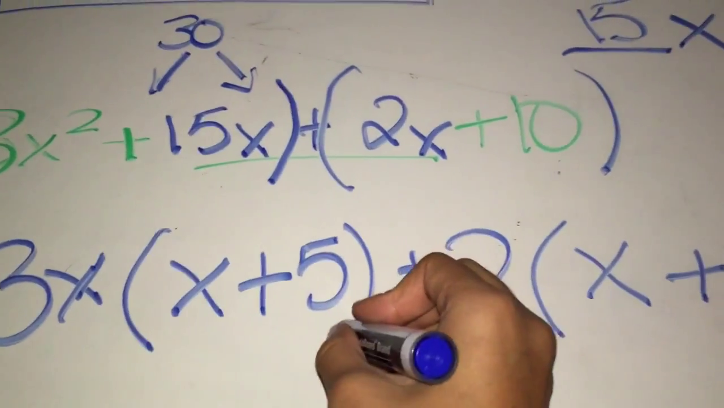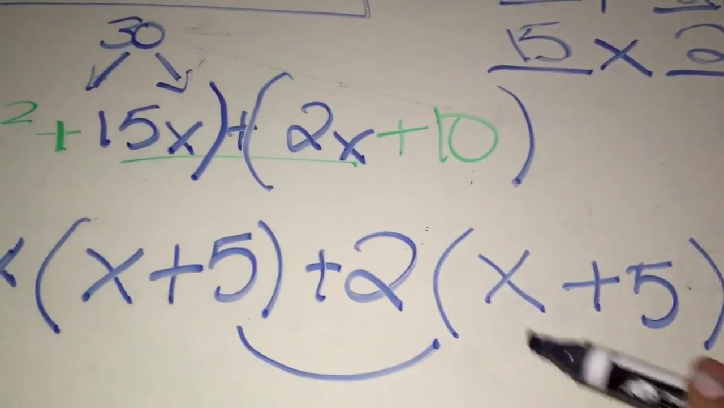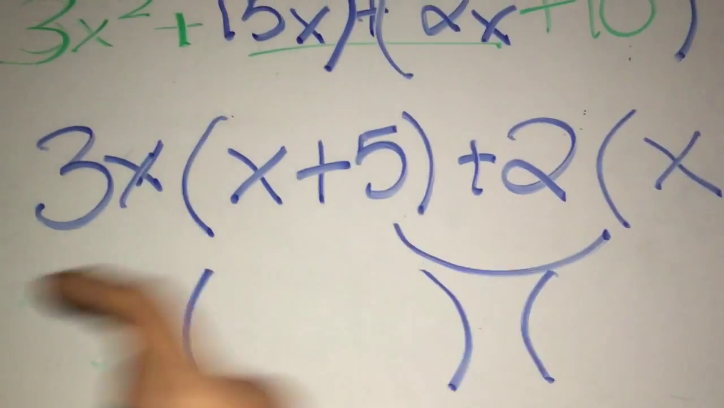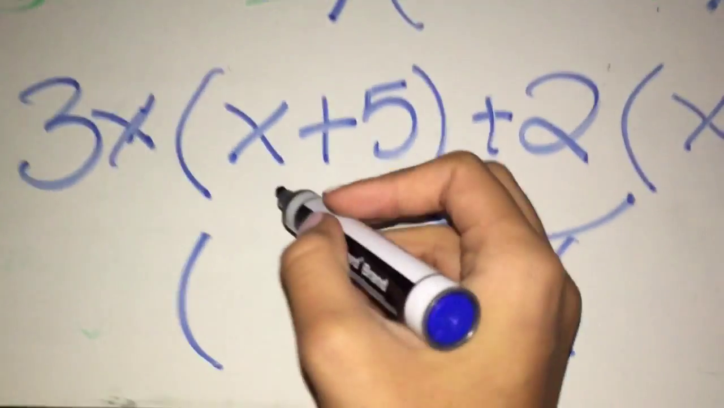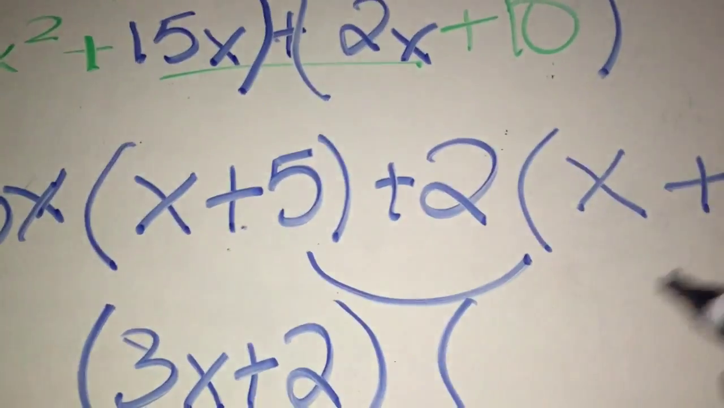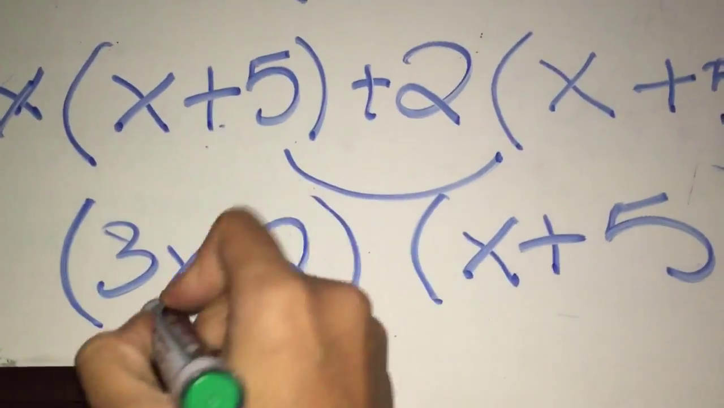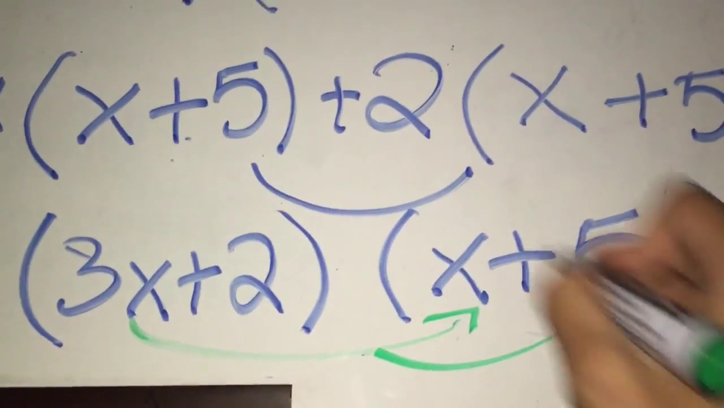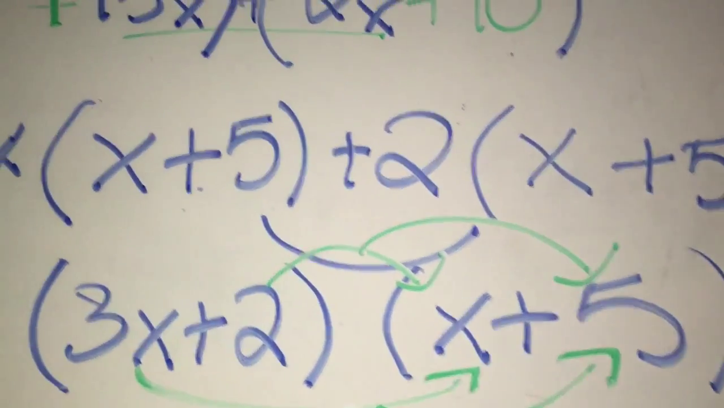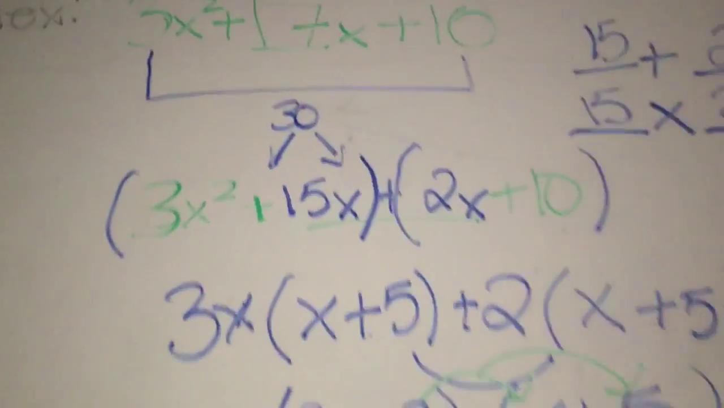Now, if you do this correctly, the two brackets will equal the same. They'll have the same numbers in between. So your final answer in factored form is going to be, you just take the two outside numbers and put them together. So 3x plus 2, and then the bracket will stay the same. So x plus 5. And to check this, you can expand and simplify this equation, and when you expand and simplify, you should get 3x squared plus 17x plus 10. And if you get that, then your answer is correct.